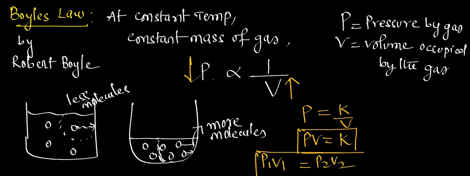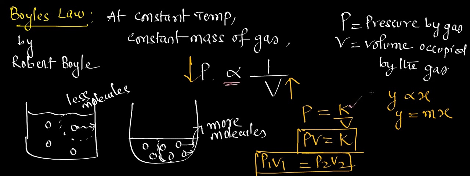Have you studied this in chemistry? No, ma'am, not yet. Okay, so you have studied in maths, right? Y is proportional to X. When you remove proportionality, you will get Y is equal to M into X, where M is a constant. The same way here, if you remove proportionality, you will get constant K. Now send V that side, you will get P into V is equal to K.